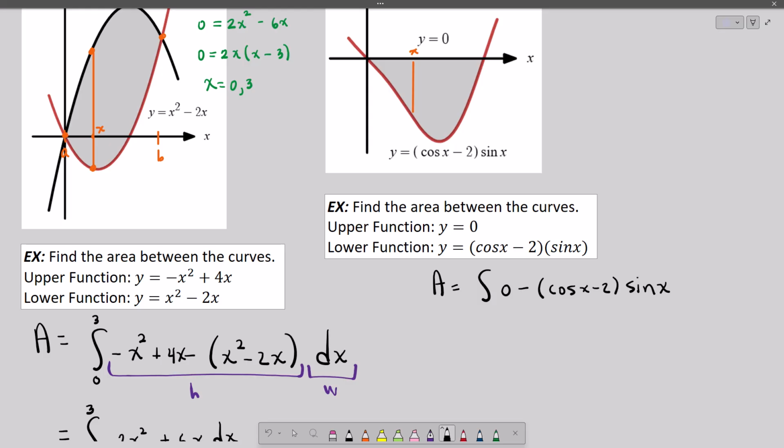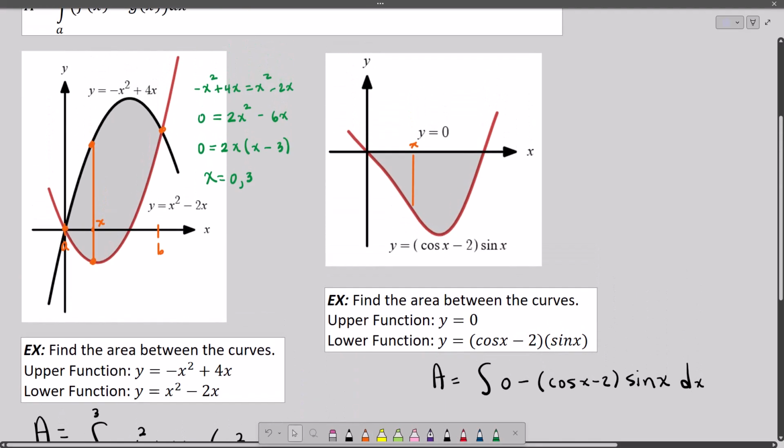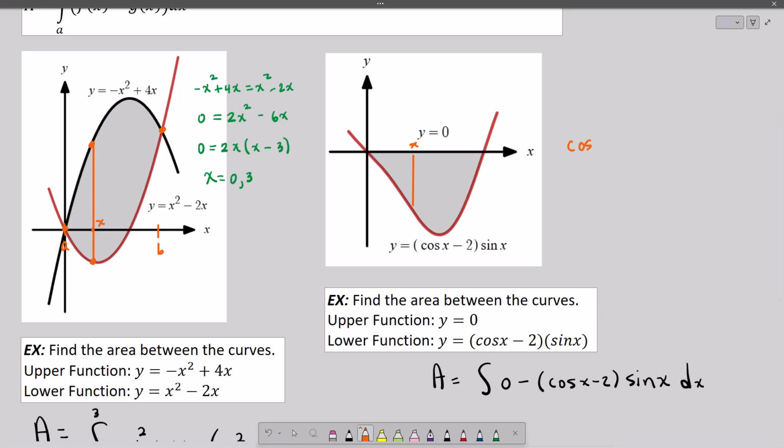So that right there is the height of a rectangle. That's the height of the rectangle at x. And then we have our integration differential, so dx. And then we have to figure out our limits of integration. Setting these equal to 0 is not too complicated because one of them is 0.